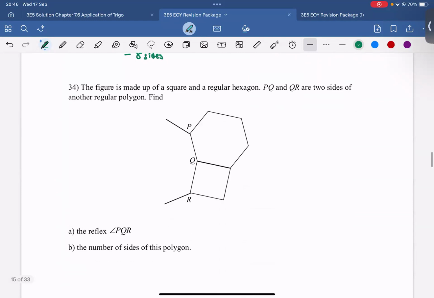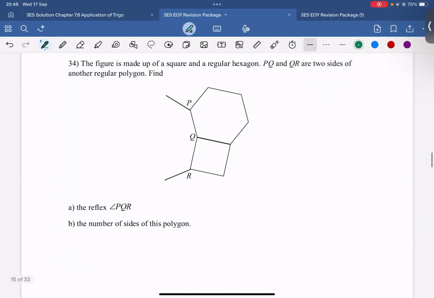Okay, next. The figure is made out of a square and a regular hexagon. How many sides does a hexagon have? 10? Aiyo, sometimes I really... Hello, you can count from here: 1, 2, 3, 4, 5, 6. The figure is there. I'm trying to test you.